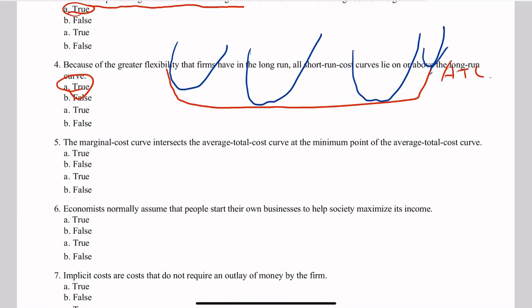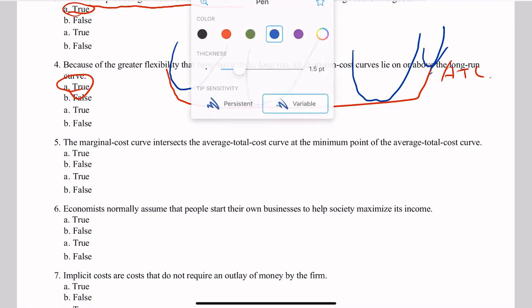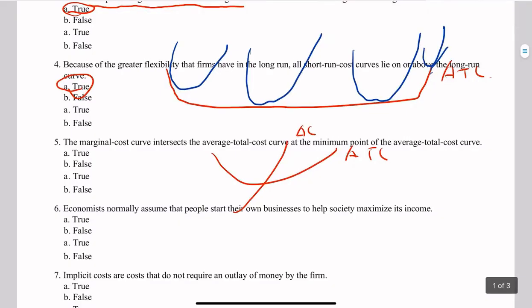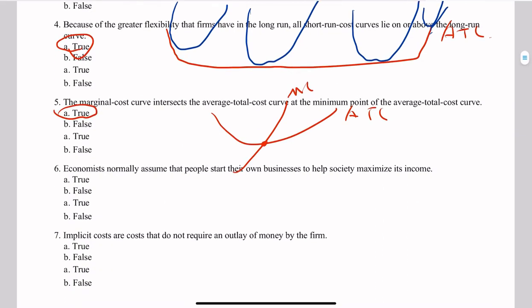Okay, fifth, the marginal cost curve intersects the average total cost curve at the minimum point of the average total cost curve. Well, this is exactly what we have learned in the lecture note, right? So you have ATC and MC, and the marginal cost curve will cross this ATC curve at its lowest point. So this is correct.